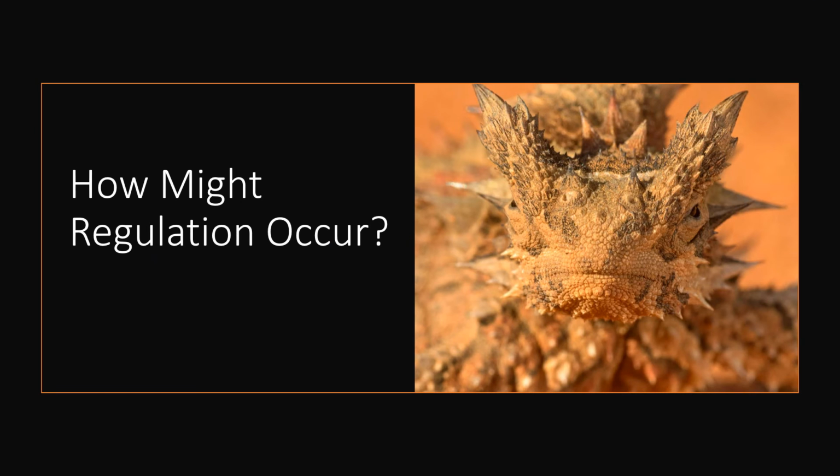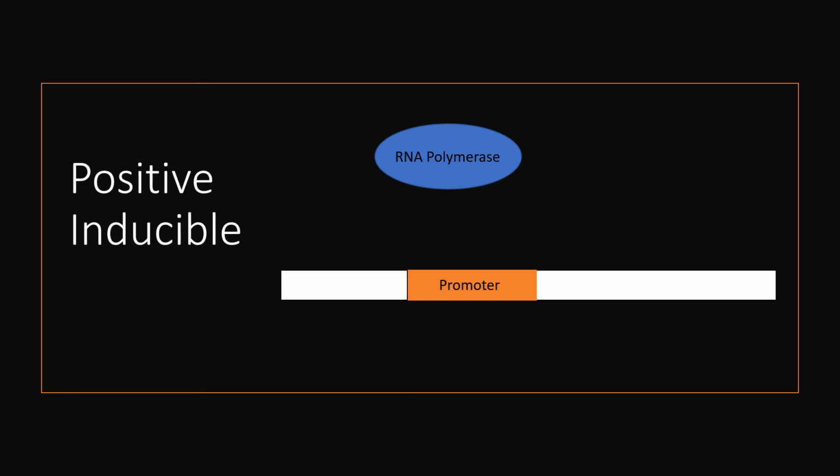So we look at the lizard here and we see that not every little cell, every little bit of his body is covered in spikes, which means there must be some sort of selective regulation. But how can that be if all the cells have the same genetic code? I hypothesize that the pathway is controlled by a positive inducible regulatory method on the S gene.